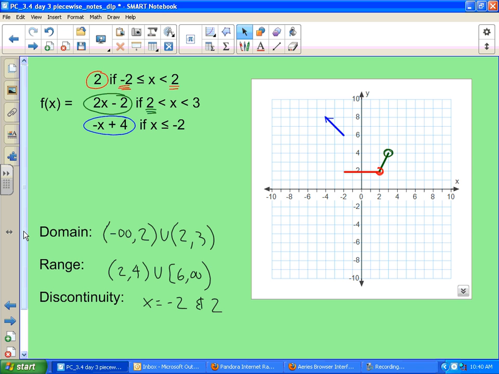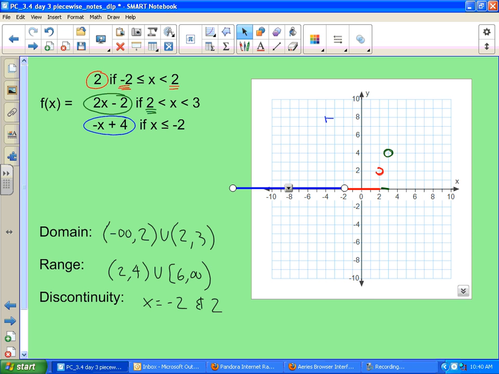Okay, so again, think about domain this way: let's take these graphs and put them on the x-axis. If I did that, this red line would land right there, correct? Now let's take this green graph. Let's see if I can rotate it. No. But you can see that it goes between 2 and 3 on the x-axis. It lands on 2 and 3 like that. Take the blue graph, bring it down here, and it goes on forever.